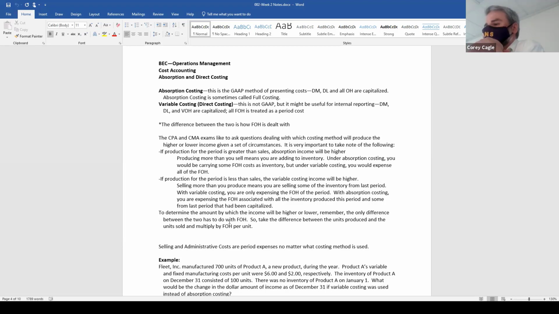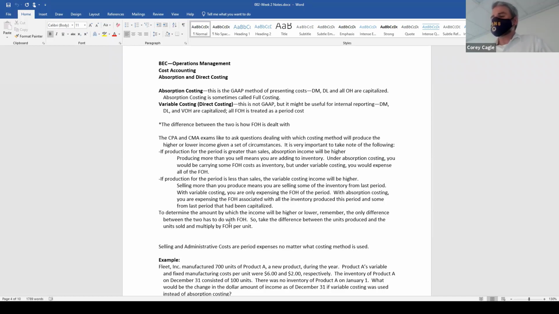Absorption versus direct costing, also known as variable costing. Actually, I call it variable costing more than direct, but those two are used interchangeably. Absorption costing is sometimes called full costing, F-U-L-L, full costing, but typically it's called absorption costing. So these are two good definitions you need to know.